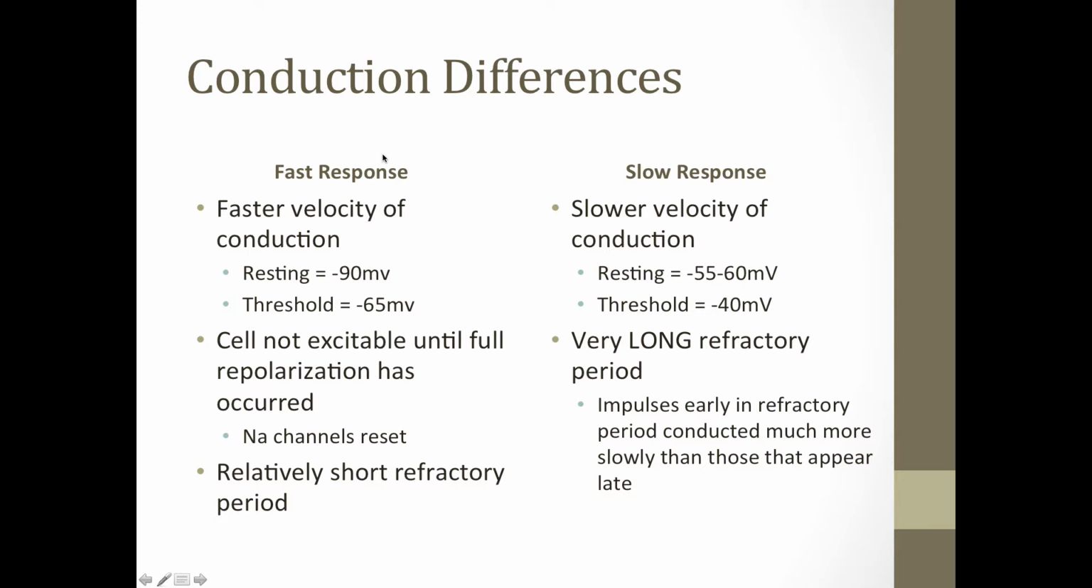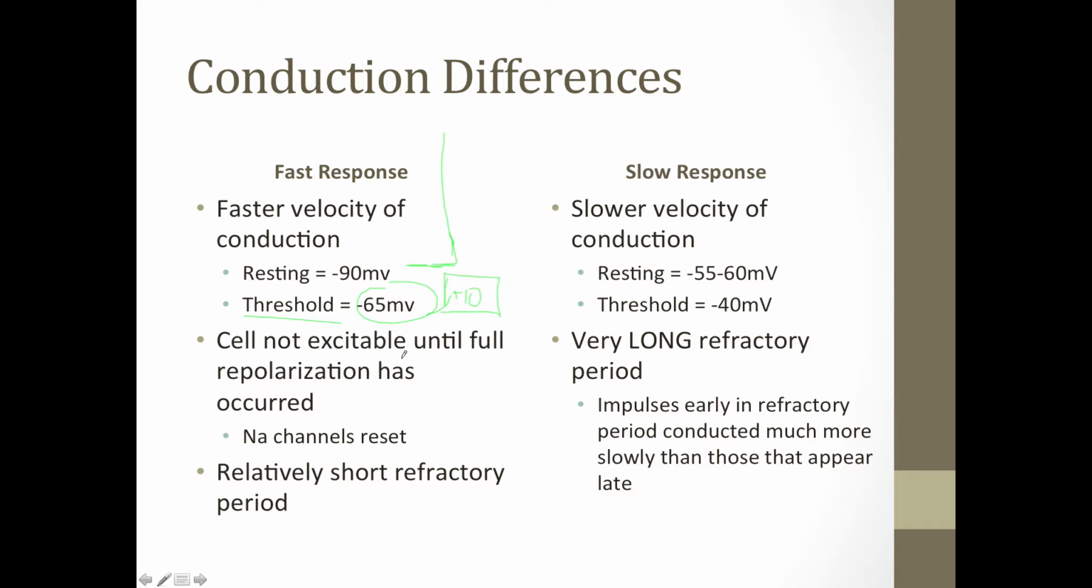So here's just going through the difference between the fast response in the myocytes and the slow response. Fast means faster velocity. The resting potential is negative 90, and the threshold, so that's the point, if you don't remember, threshold potential is the point at which voltage-gated channels open. So voltage-gated channels open when that cell gets to a certain charge. Here, it's negative 65. So if this cell is sitting at negative 90, when we get to negative 65, all the voltage-gated channels open, and that's going to drive up the depolarization.